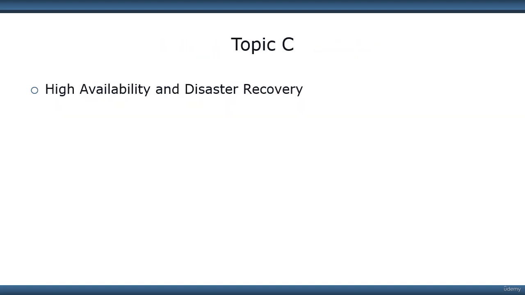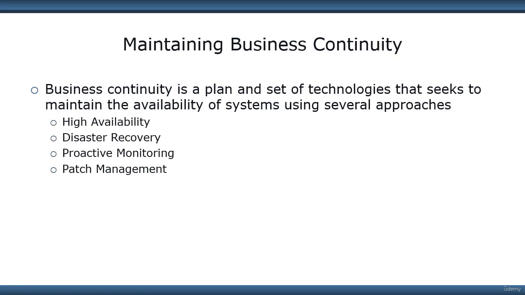In this topic, we're going to be looking at high availability and disaster recovery, both very important concepts in today's networks, both to make sure that we can retain services in the event of hardware or system failures, as well as be able to recover data and services in the case of a more extreme failure. Collectively, these are referred to as business continuity. Business continuity, we mentioned earlier briefly, is a plan and a set of technologies that seeks to maintain the availability of a system using several approaches.